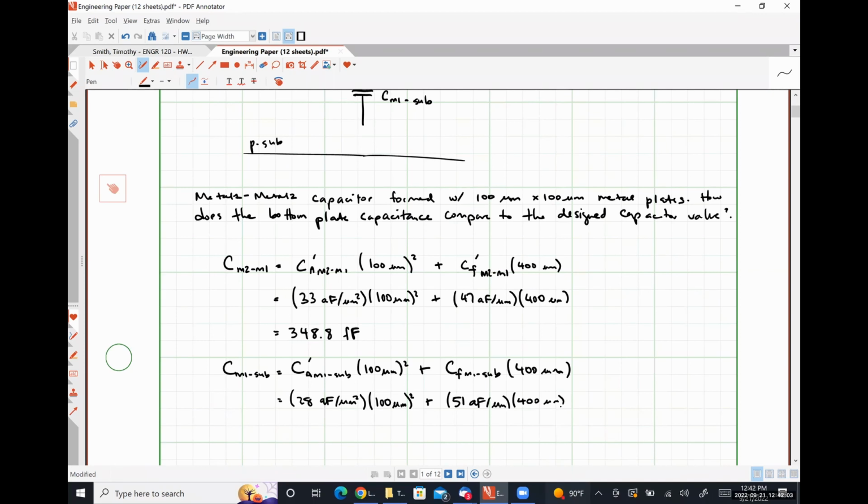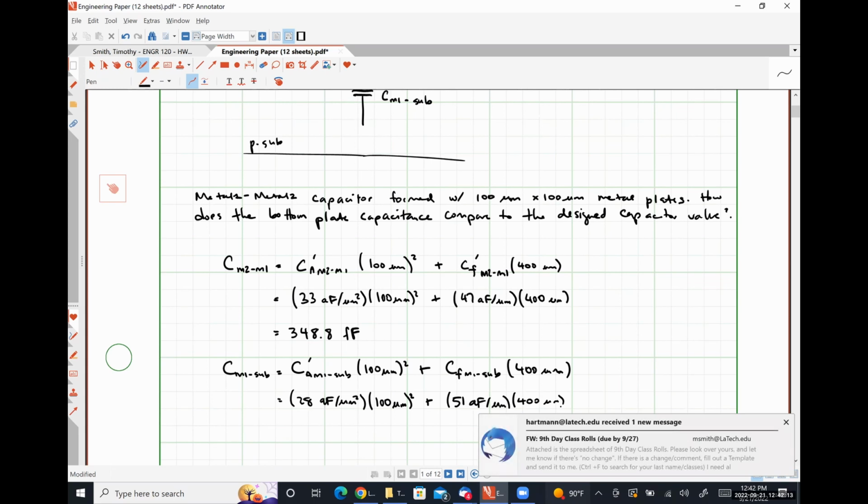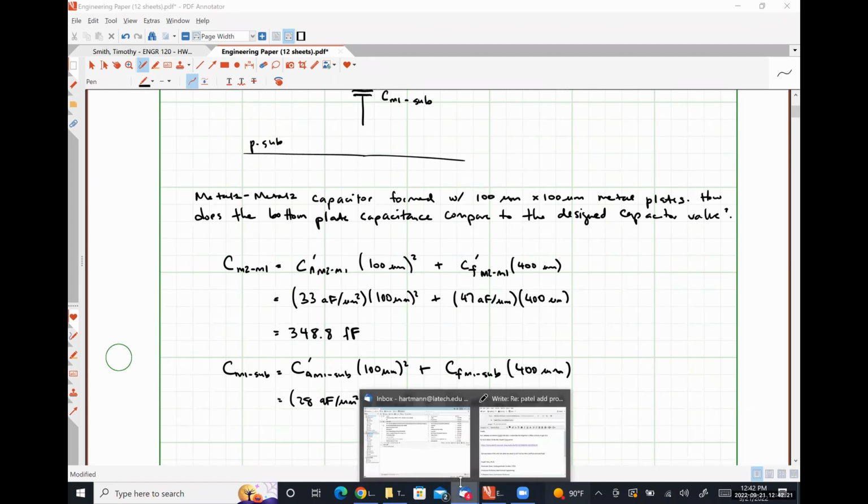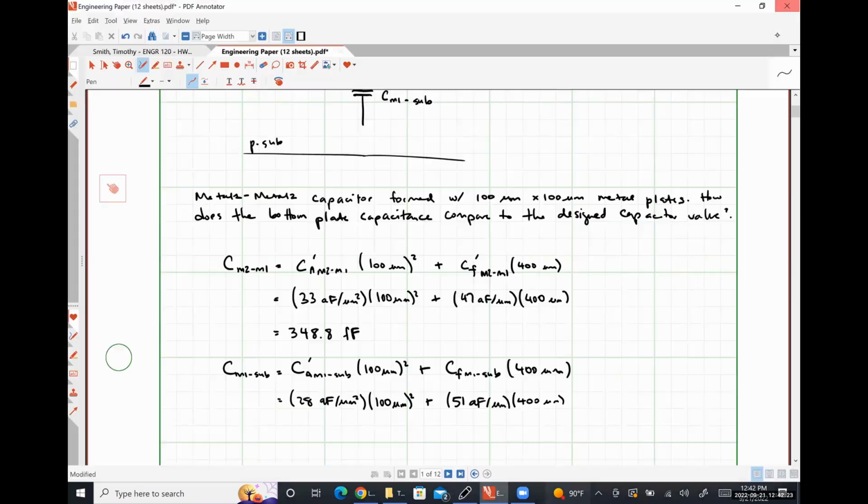And before we do a calculation here, let's compare these numbers, right? Obviously the size of the plates is the same. The perimeter of the plates didn't change between the designed capacitor and the parasitic capacitance, okay? But the, let me kill my email or things are going to keep popping up and it's going to drive me insane.